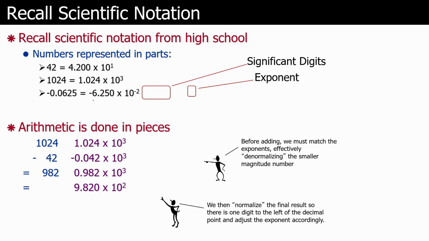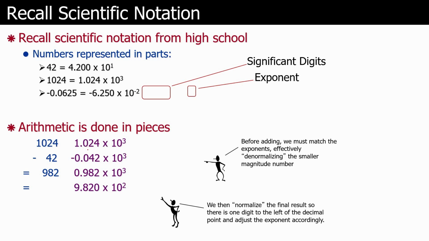So you normalize all of these numbers so that there is one digit and one digit only to the left of the decimal point, and then you encode the rest of everything. You encode its magnitude by multiplying by 10 to some power. And you can do the arithmetic in pieces.